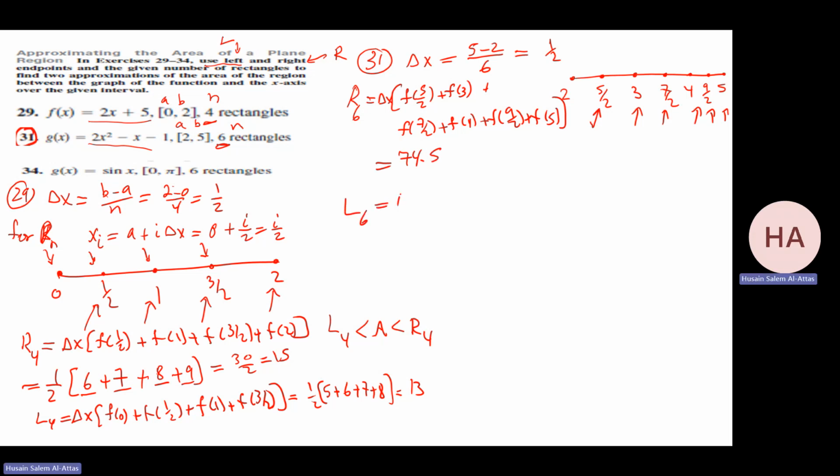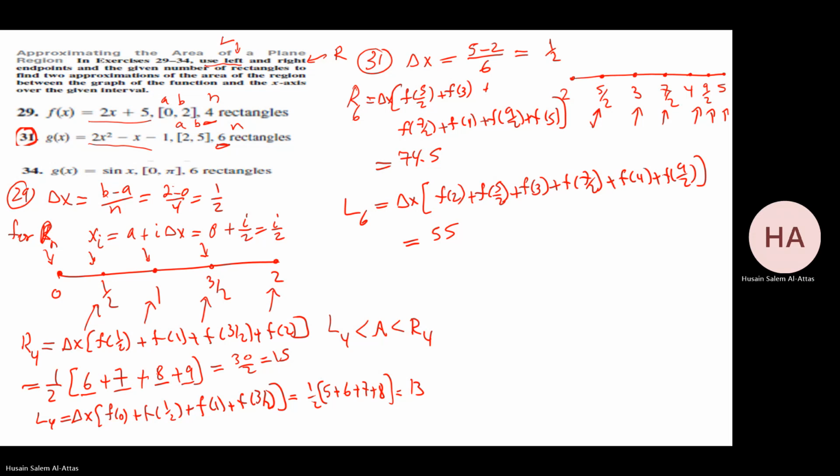For L6, I'll use now the left endpoint. So it will be f of 2 plus f of 5 over 2 plus f of 3 plus f of 7 over 2 plus f of 4 plus f of 9 over 2. If we do the calculation, that will be 55. Okay, now let me do 34.